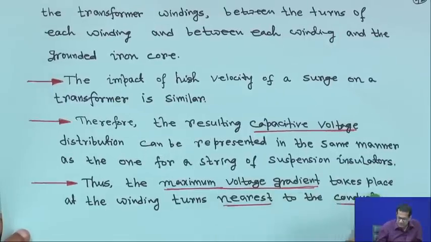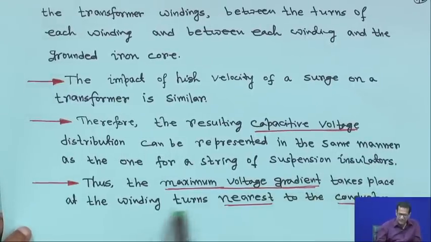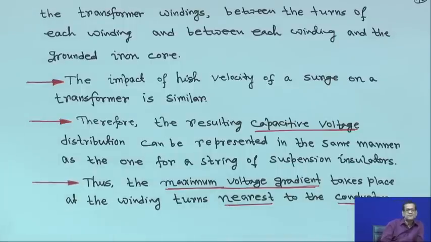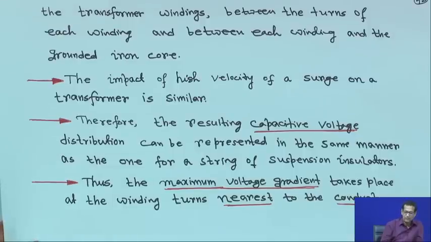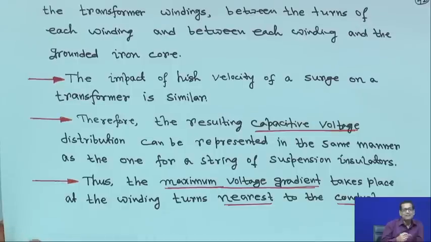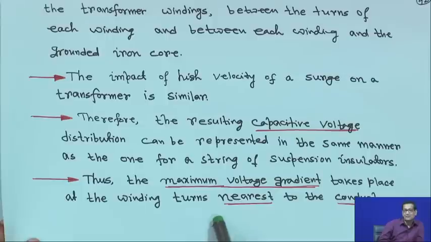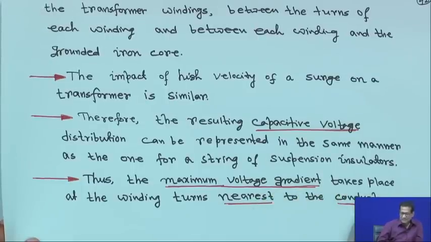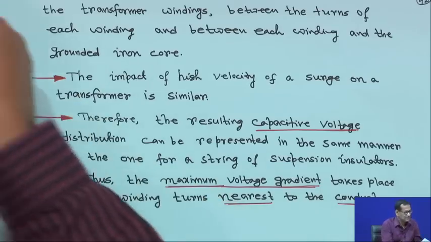Therefore, the maximum voltage gradient takes place at the winding turns nearest to the conductor. For the suspension type of insulator, we have seen the voltage gradient is maximum at the disc or piece which is very close to the conductor, where the conductor is connected. The stress is less on the insulator discs or pieces which are away from the conductor. Same philosophy for the transformer also.